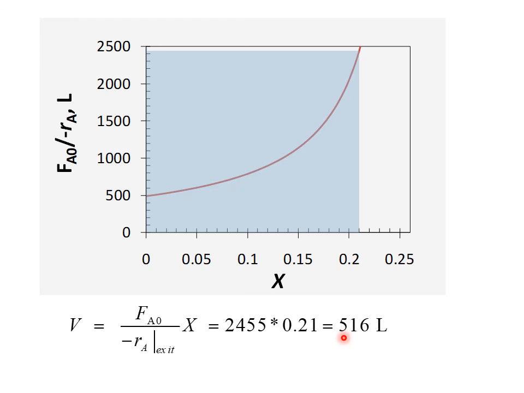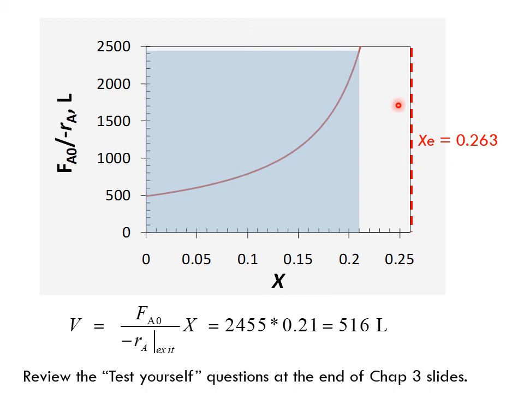Okay, so this is the area representing the volume of a CSTR, and remember the equilibrium conversion was 0.263. Here we go, 0.263. Obviously, if you want to achieve equilibrium conversion, you should use infinite volume for the reactor. Okay, there are lots of slides at the end of the chapter 3 handout, and please go through them so you would learn more yourself.